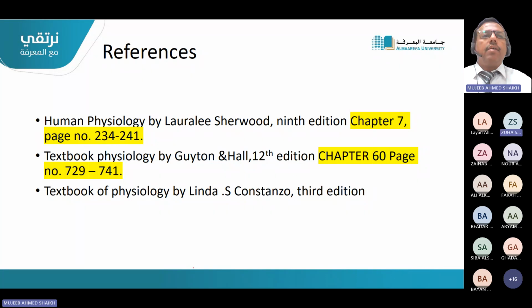Parts 1 and 2, both of them we have finished now. If you have any question, please feel free to ask me.